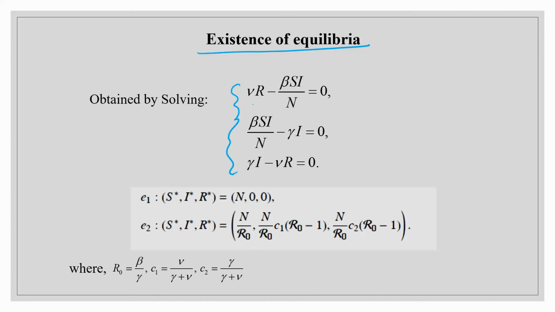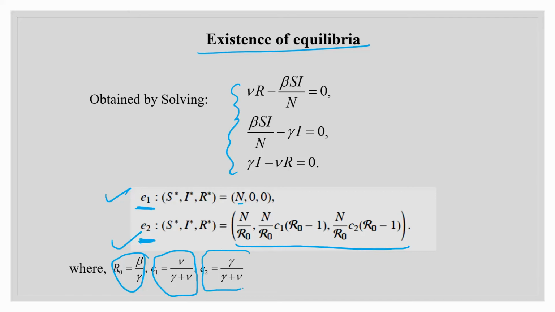You can just equate these equations equal to 0 and you will find two equilibrium points. These are given by E1 and E2, and this E1 is (N, 0, 0), and this is given in a compact form where R0 is given over here, C1 is given as this, and C2 is this. So you can put all these over here and you can get the second equilibrium point.